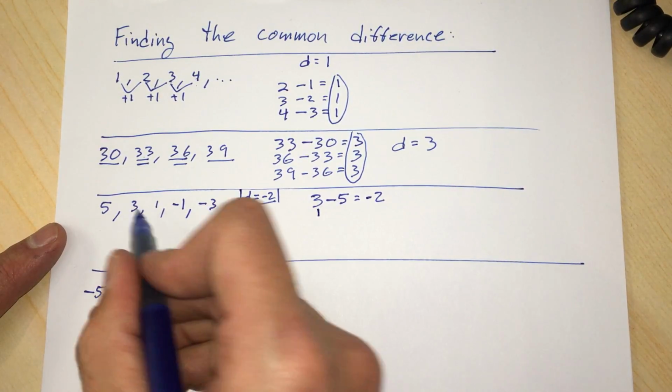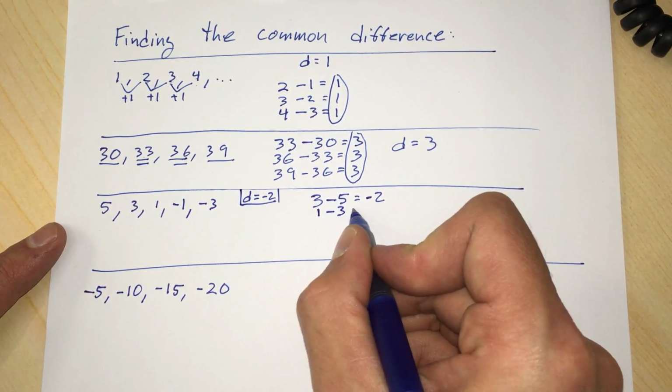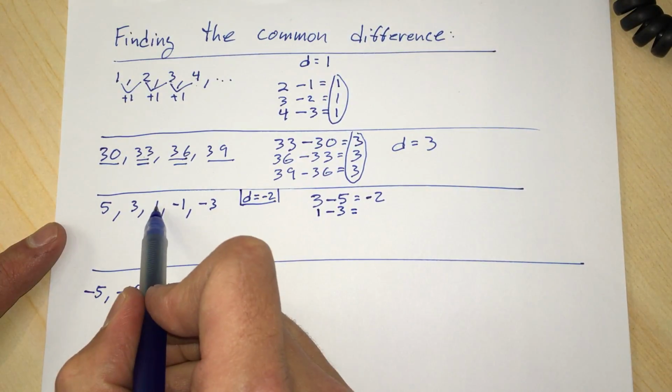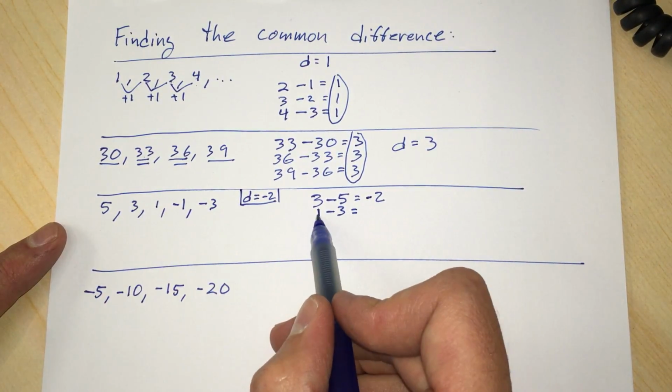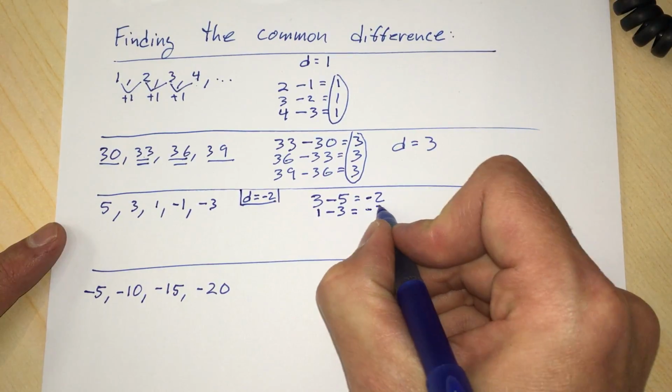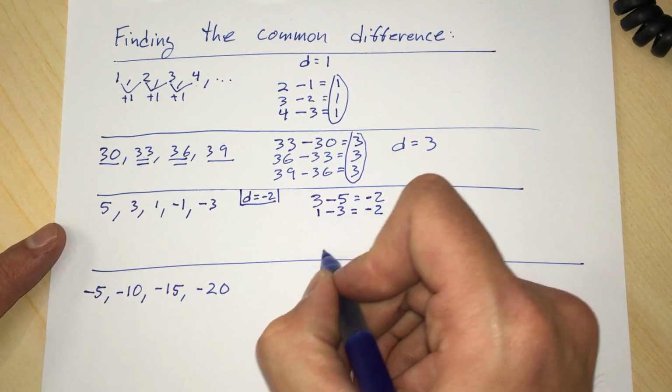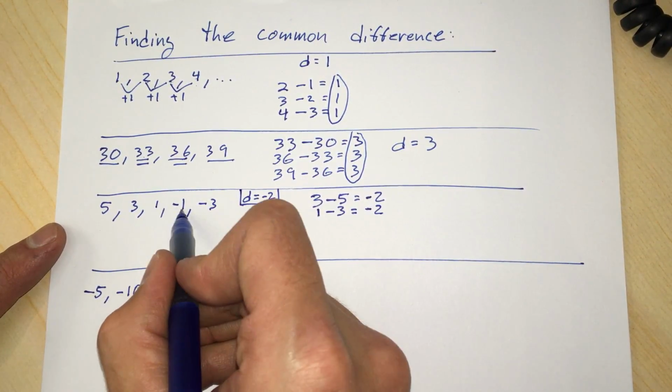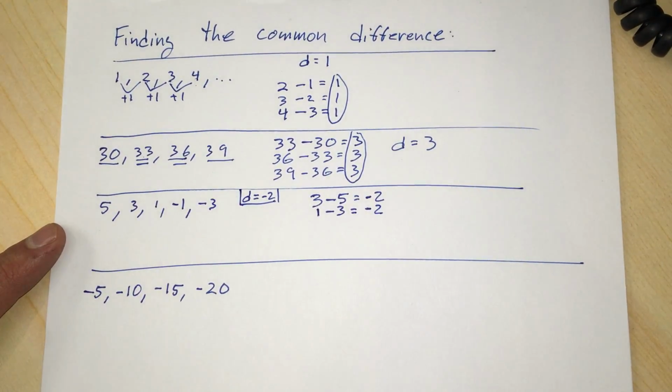So we've got 1 minus 3. All I've done is say 1 minus 3. 1 minus 3 is negative 2. There's 2 more negatives than positives. So now we're getting into our negatives here, right?